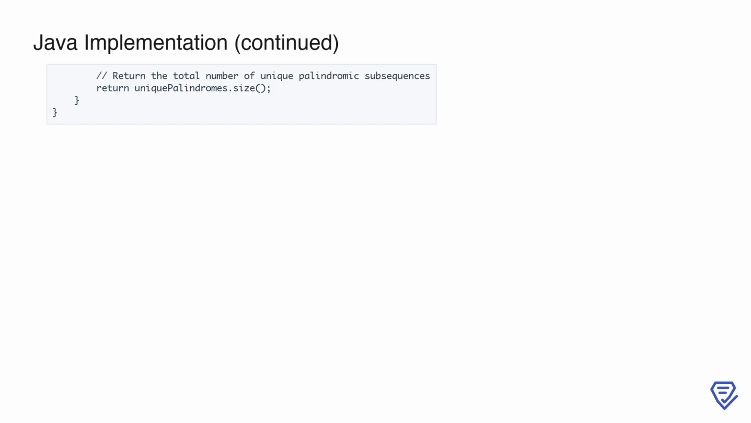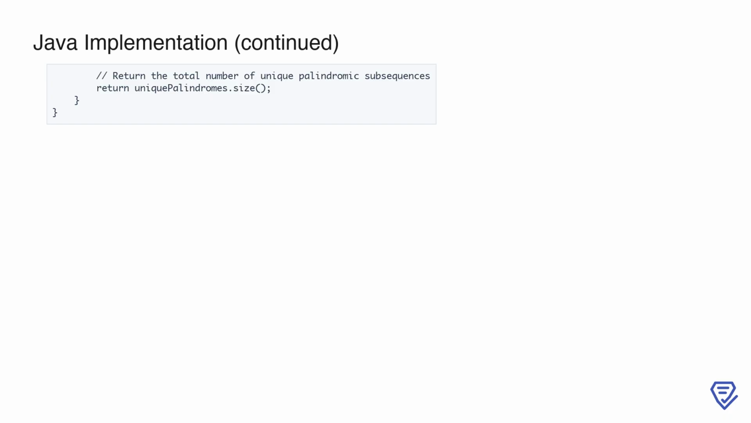After completing the loop over all potential center characters, we simply return the size of the unique palindrome set, which represents the total number of unique length-3 palindromic subsequences found in the string. This efficient approach ensures that we only consider valid palindromes and avoids duplicate entries by leveraging the properties of sets. The final solution is both concise and effective, leveraging the power of Java's built-in data structures to solve the problem with clarity and precision.